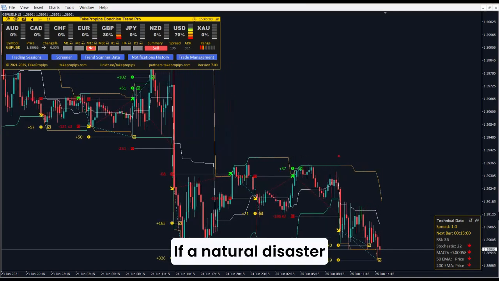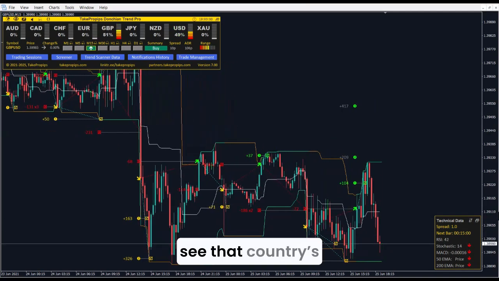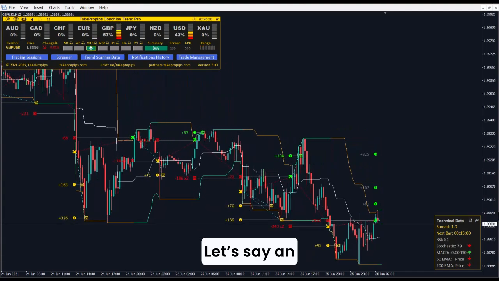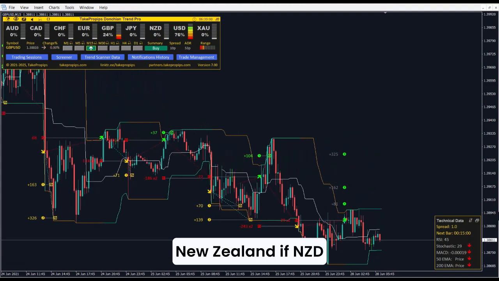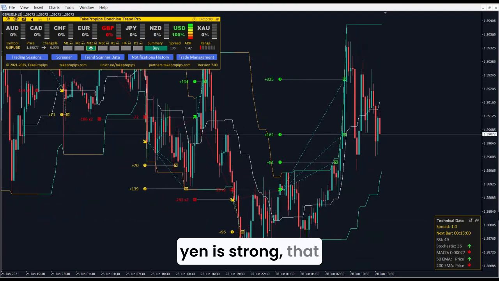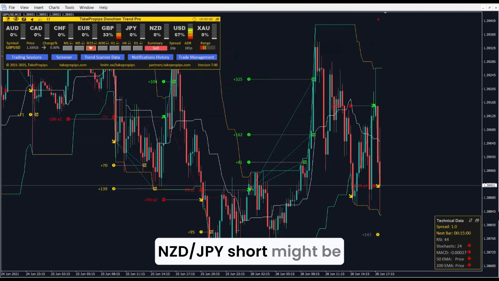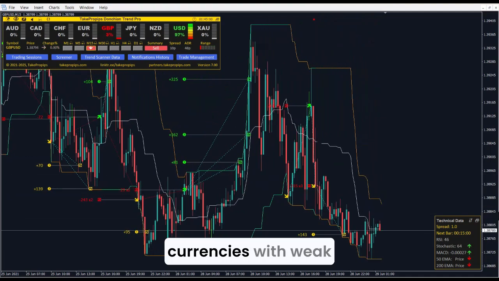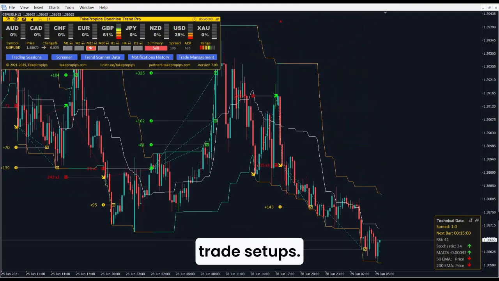Another method is watching the currency strength meter. If a natural disaster hits, you'll often see that country's currency weaken against others. Let's say an earthquake strikes New Zealand. If NZD starts showing up as one of the weakest currencies, and the yen is strong, that NZD short might be worth looking into. The meter helps you pair strong currencies with weak ones for better trade setups.